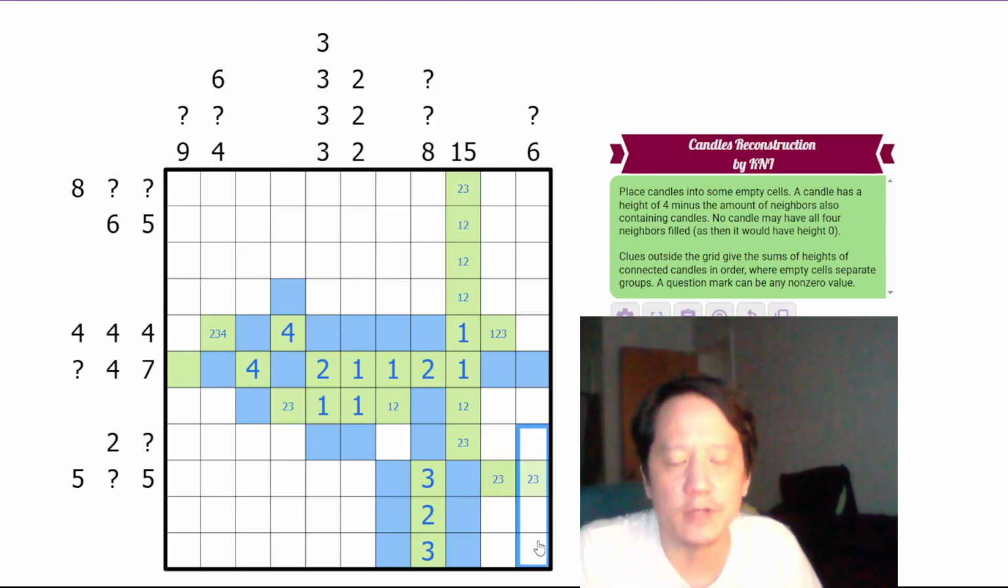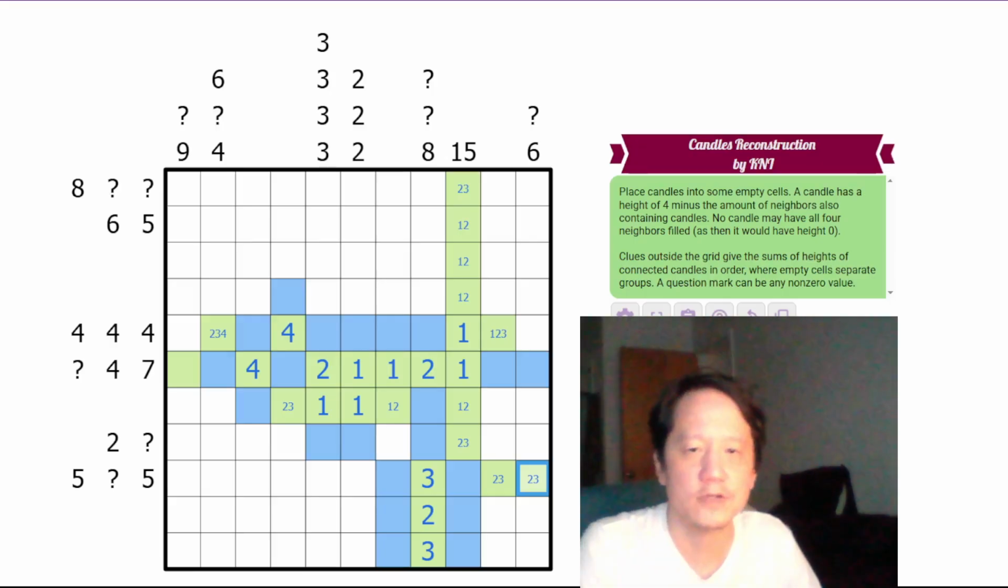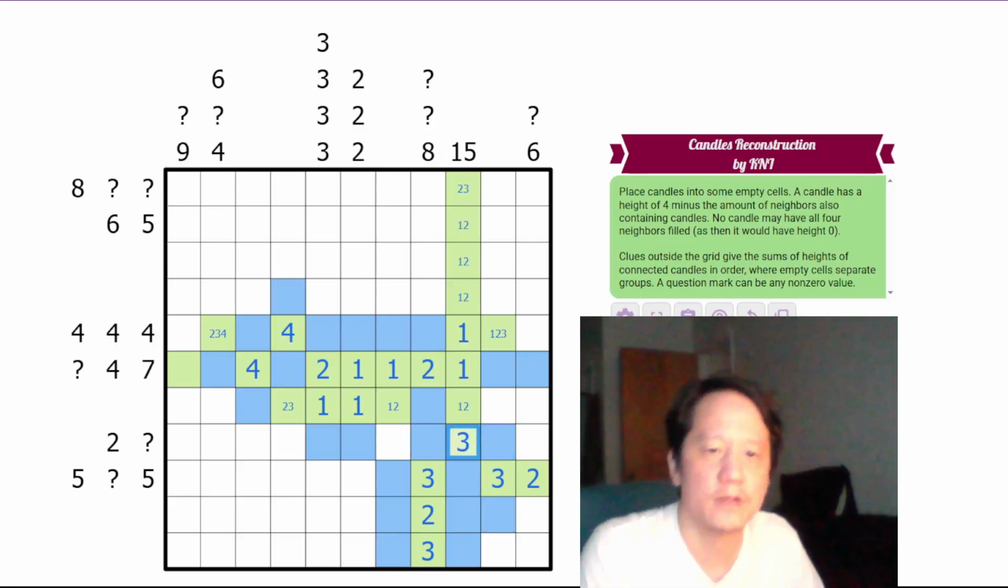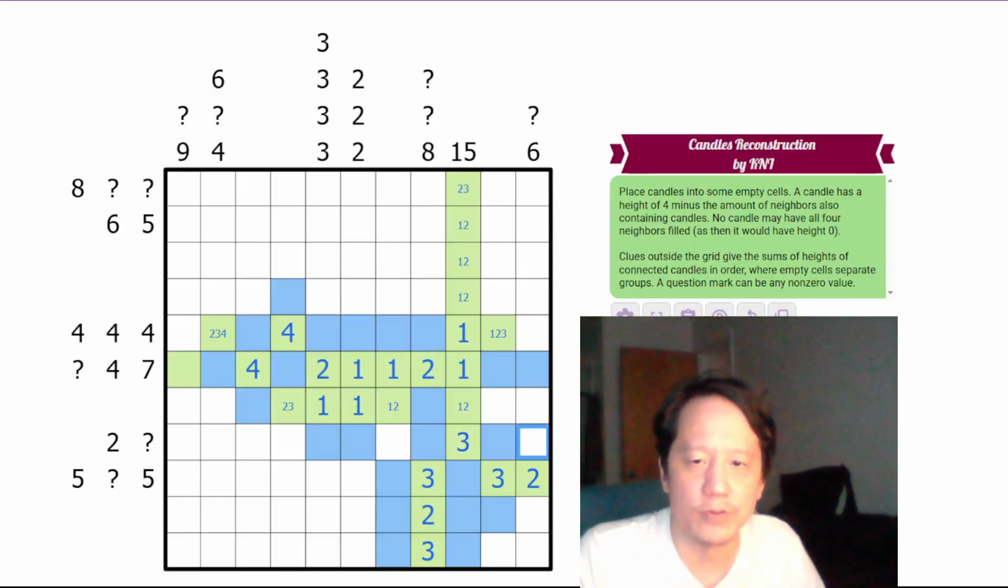This would have to be 6. So this would have to be part of the one that adds up to 6. So this cannot have 3 neighbors. So this would be 2 and 3 there with candles. Therefore, this would have to be 3. So then this would be blue. This would have to be all green.